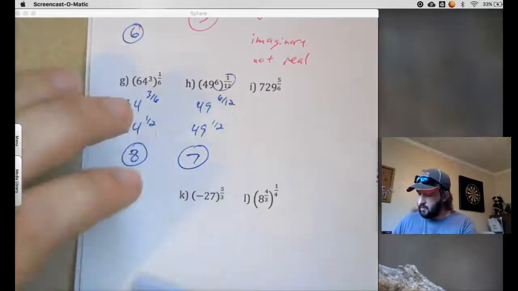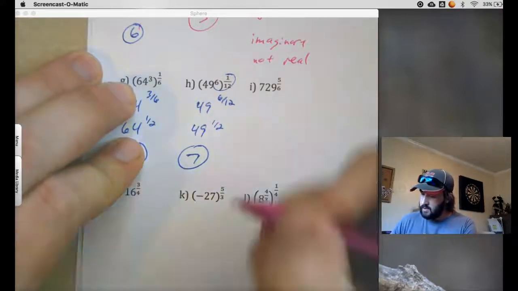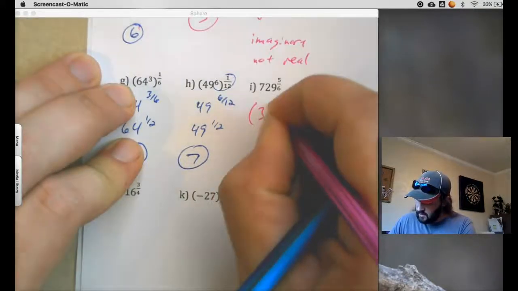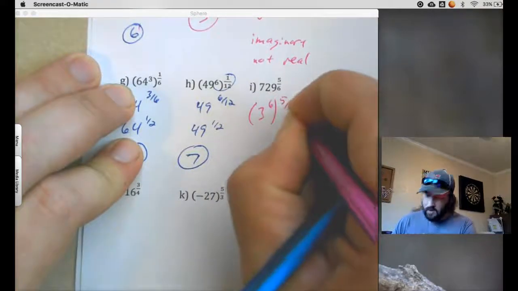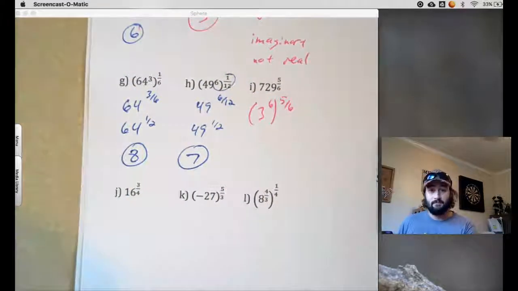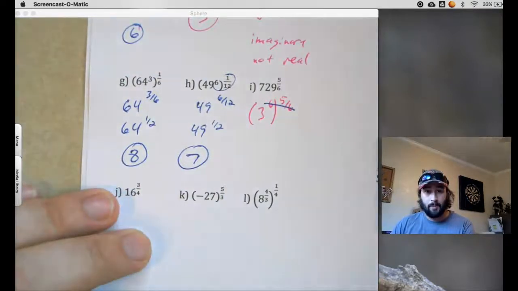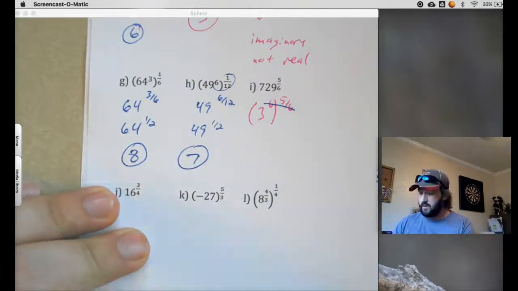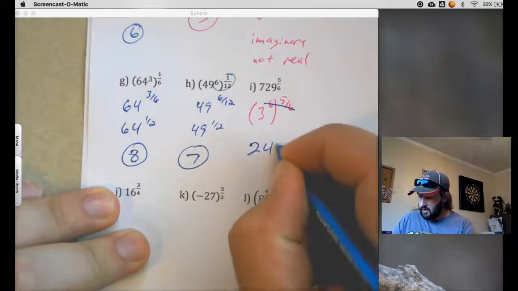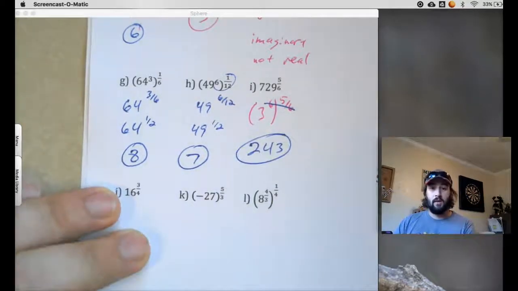This is the way that I work these. Since I know 729 is 3 to the 6th, this is 3 to the 6th, and I still have that 5/6 on the outside. If I multiply these, 6 divided by 6 will make 1. So really I have 3 to the 5th, which, hey-oh, we cheated, and we know is 243.